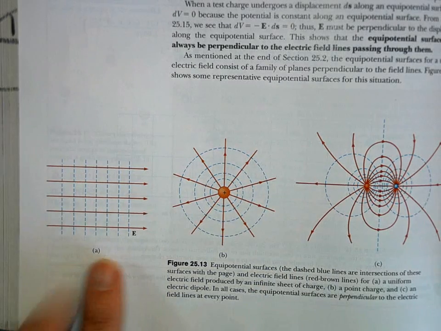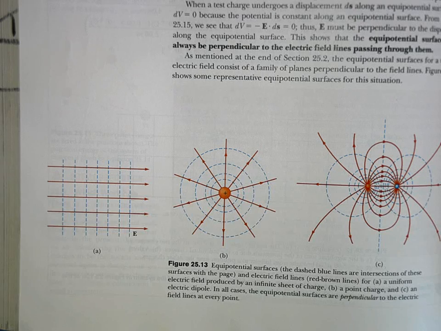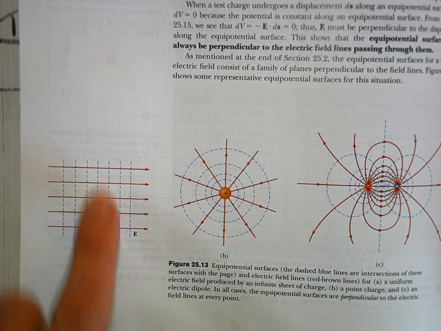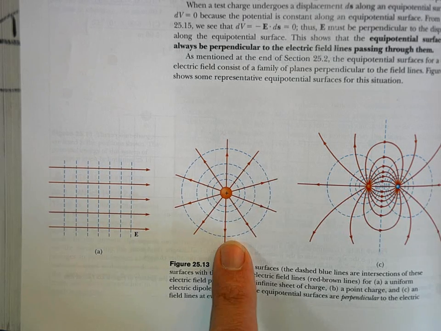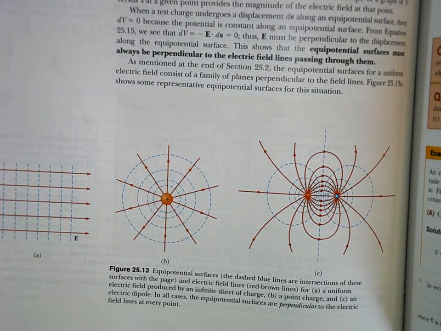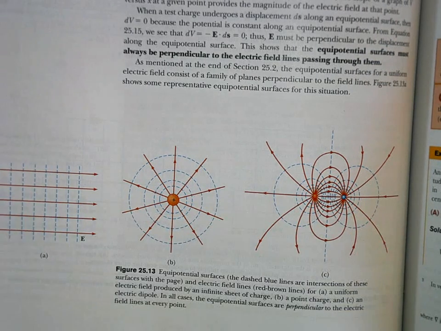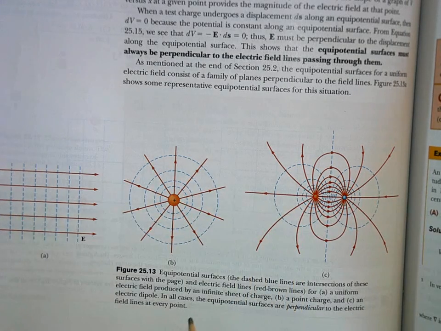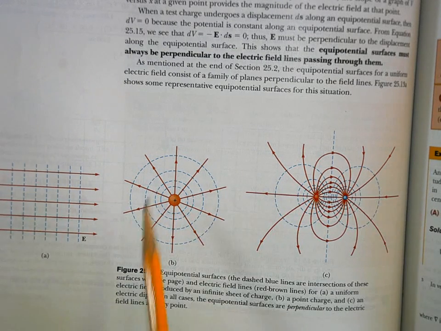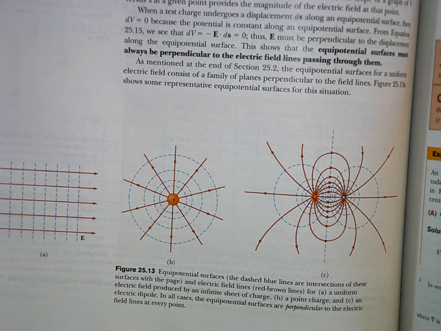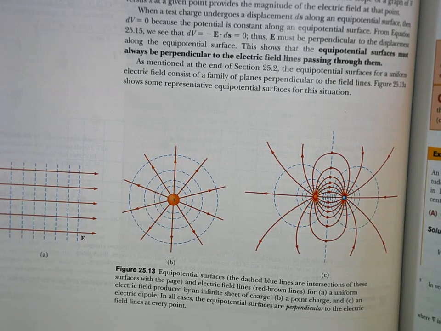Here's the electric field shown in orange, and these little blue dashed lines are the equipotential surfaces. And here it is for a point charge. Then they even have a dipole, positive and negative. But here's the last thing I want to show you: notice that the equipotential surfaces are always perpendicular to the electric field lines. They have to be, because if you move along the equipotential surface, you're not changing voltage, which means there can't be any electric field along the direction you're moving. And the only way that can happen is if the electric field is perpendicular to the equipotential surface.